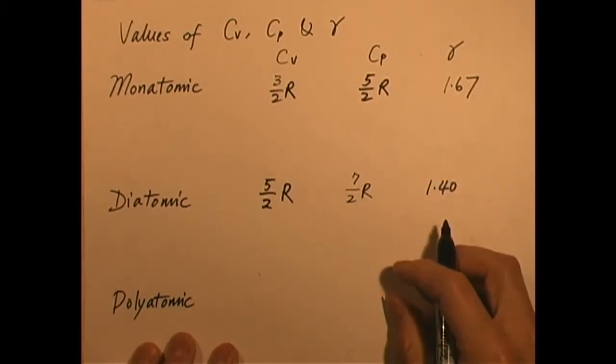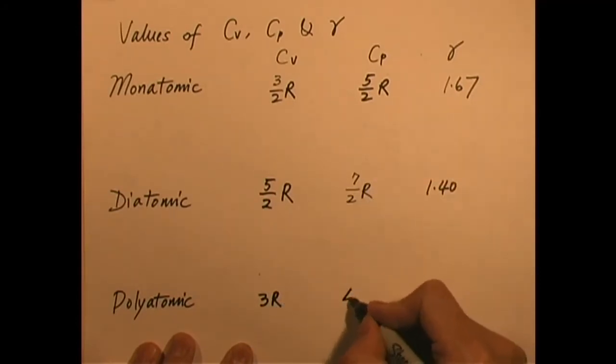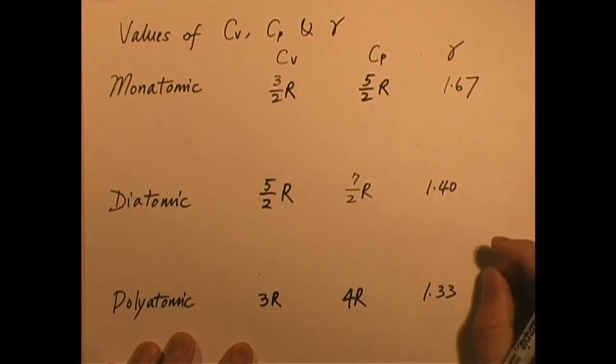And for polyatomic, you have 3R here, right? And Cp, you add another R, is 4R. So therefore, the gamma value is 4 over 3. And that gives us 1.33. These are the theoretical predictions as to what these values should be.